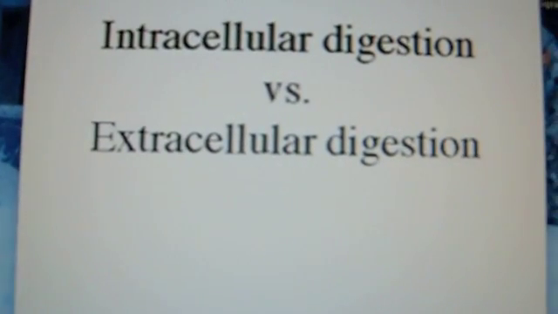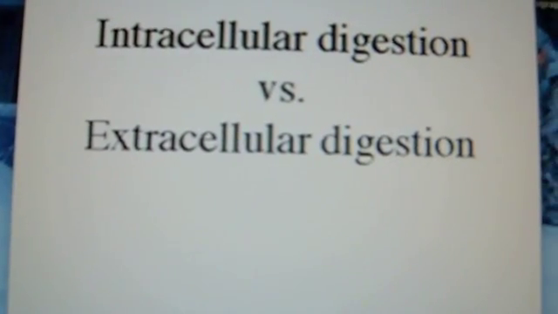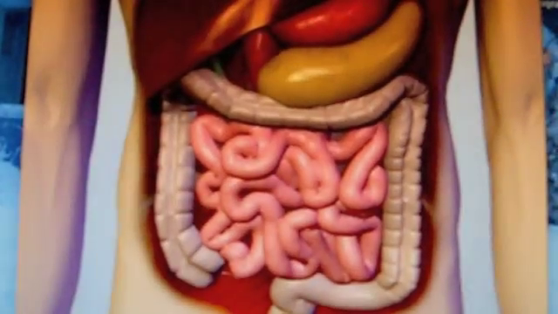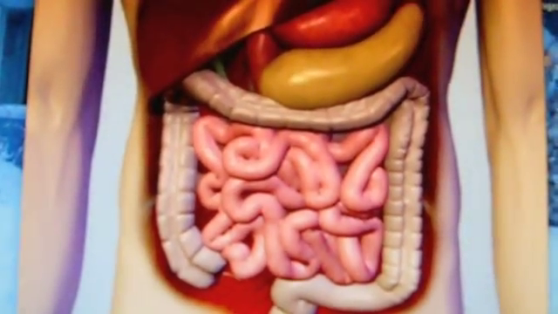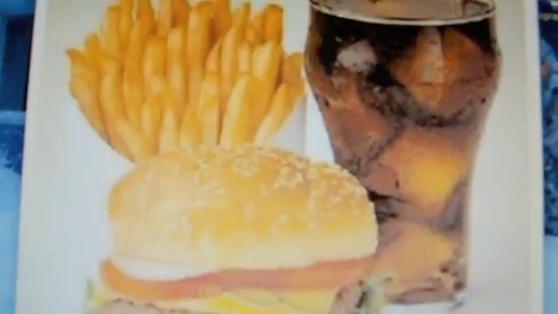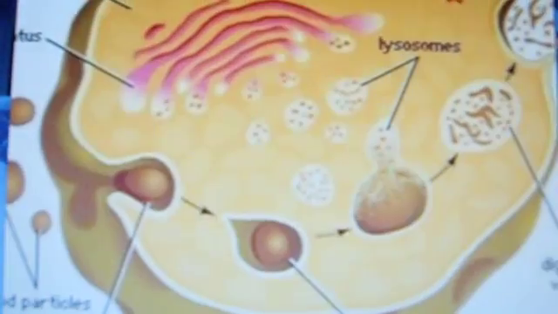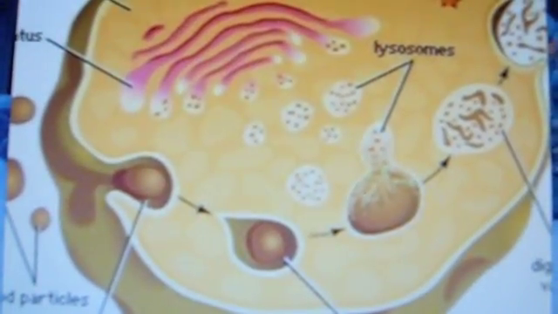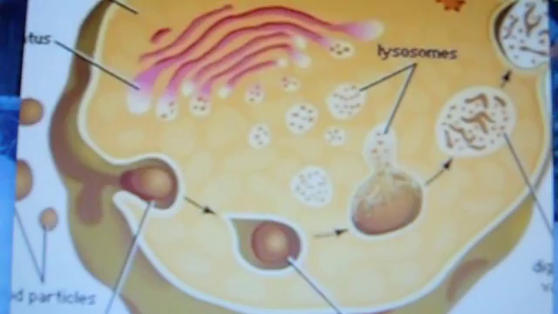Intracellular digestion versus extracellular digestion. Most animals digest extracellularly, which is the process of secreting digestive enzymes from within cells onto foods that have been ingested. Intracellular digestion occurs in the cytoplasm of the cell, mostly in plants or single-celled organisms such as amoeba.